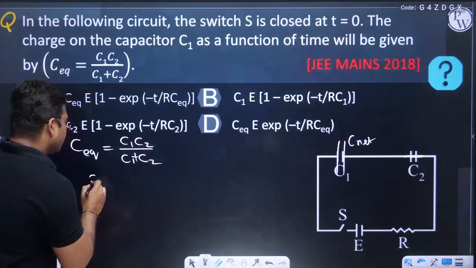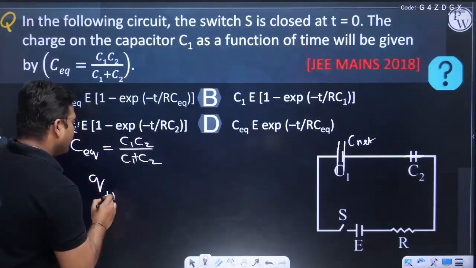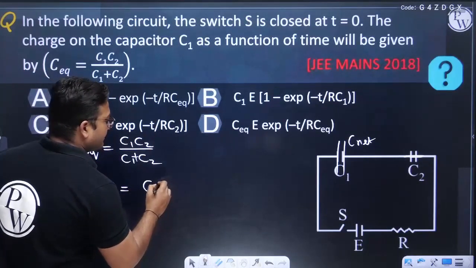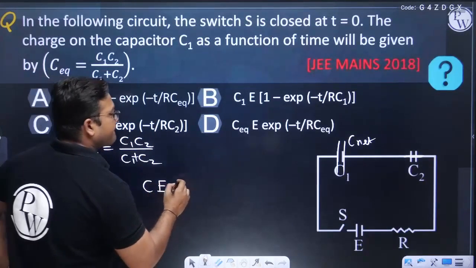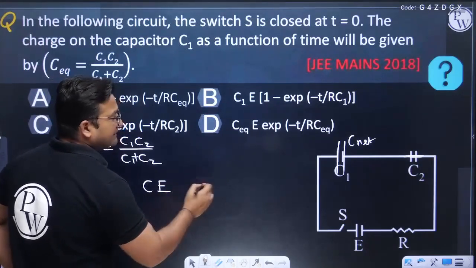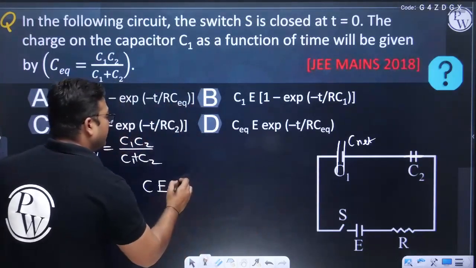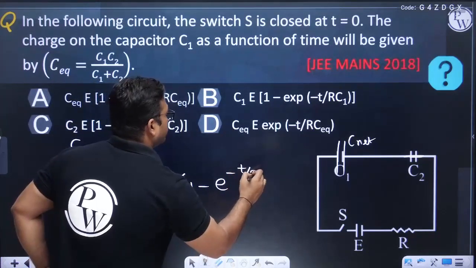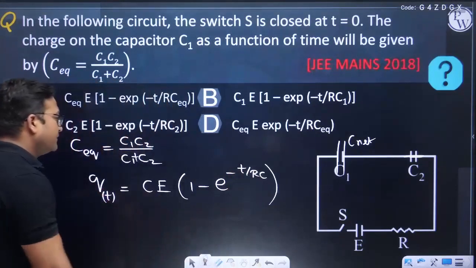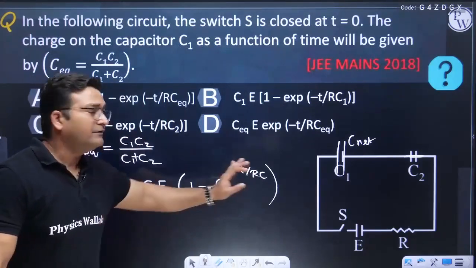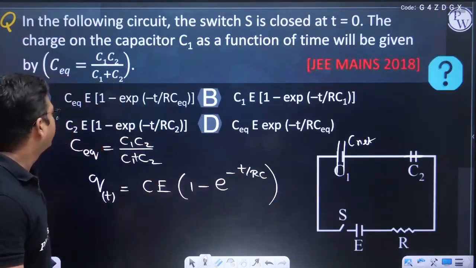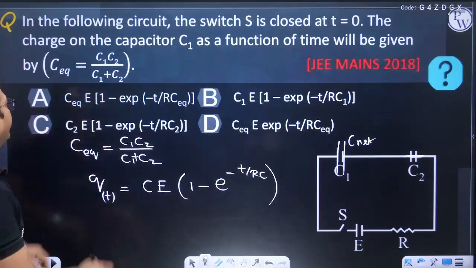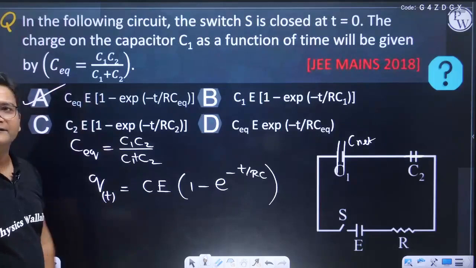As the charge as a function of time is given by C times the EMF of the battery E, and as it is a charging circuit, we will have 1 minus e to the power minus t by RC. What do you have to do? You have to just replace C by C net or C equivalent. And let us see where we have C as C equivalent. Yes, in option A. So option A is correct.